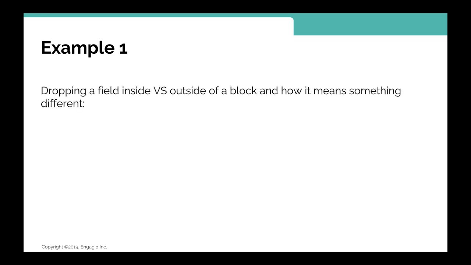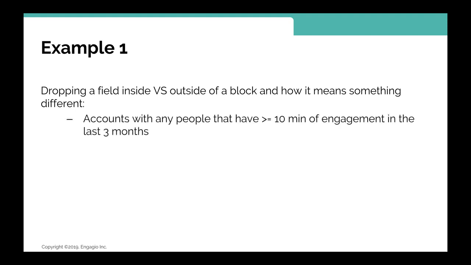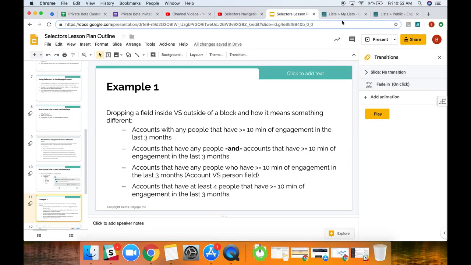So our first example, I want to describe the difference between dropping a field inside versus outside of a block and how it might mean something different. We're going to create a selector to ask the question, accounts with any people that have greater than 10 minutes of engagement in the last 3 months. So we'll go over to Engagio.